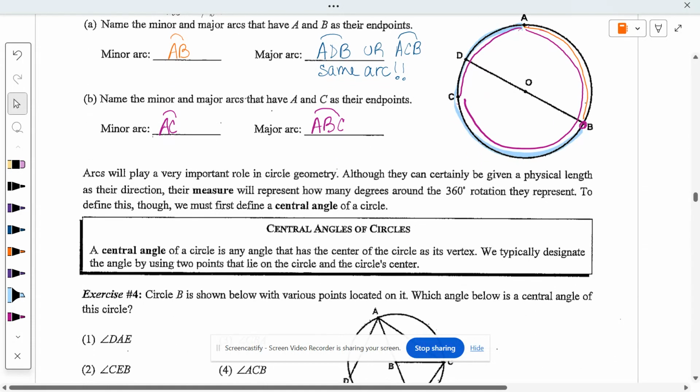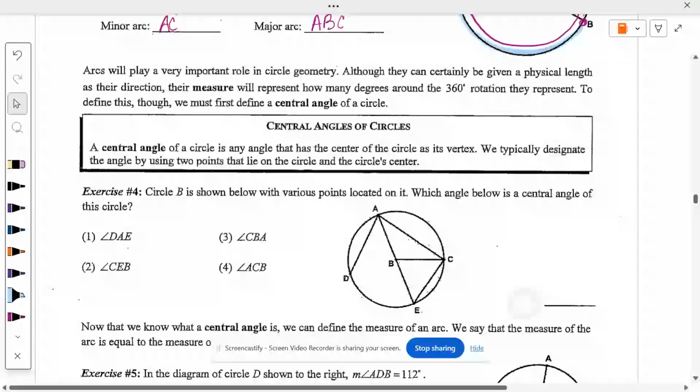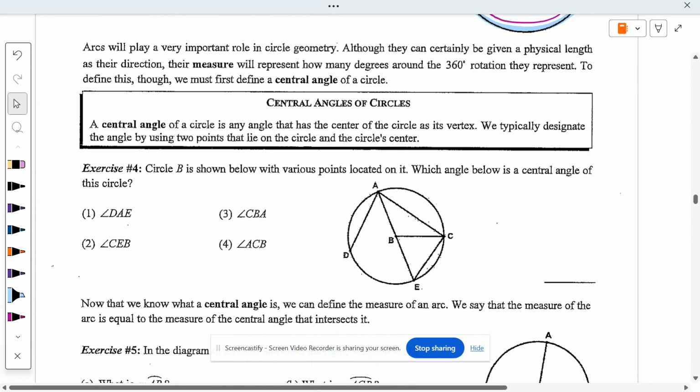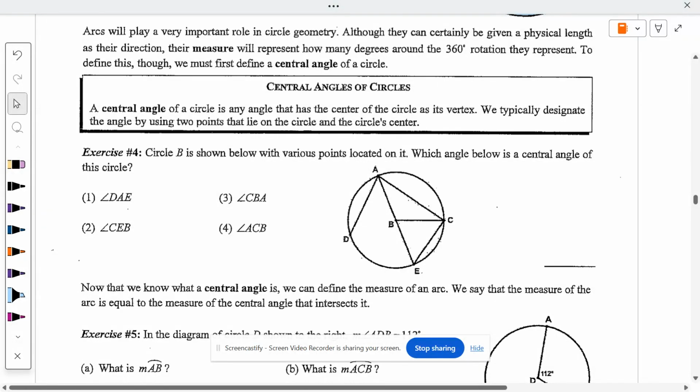Arcs will play a very important role in circle geometry, although they can certainly be given a physical length. Their measure will represent how many degrees around the 360 rotation they represent. To define this, though, we must first define a central angle. So central angles of a circle are any angle that has the center of the circle as its vertex. We typically designate the angle by using 2 points that lie on the circle and the circle's center. So circle B is shown below with various points located on it. Which angle is a central angle?